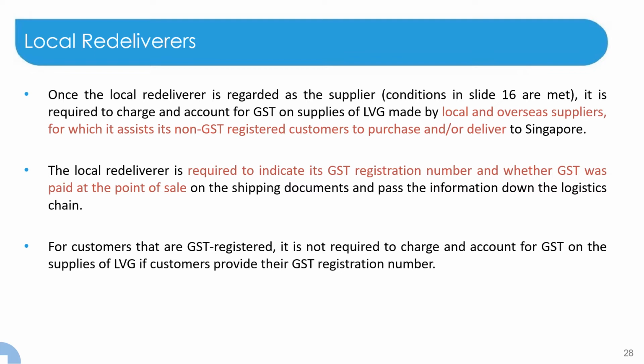Once the local redeliverer is regarded as the supplier, it is required to charge and account for GST on supplies of LPG made by local and overseas suppliers for which it assists its non-GST registered customers to purchase and/or deliver to Singapore. The local redeliverer is required to indicate its GST registration number and whether GST was paid at the point of sale on the shipping documents and pass the information down the logistics chain. For customers that are GST registered, it is not required to charge and account for GST on the supplies of LPG if customers provide their GST registration number.